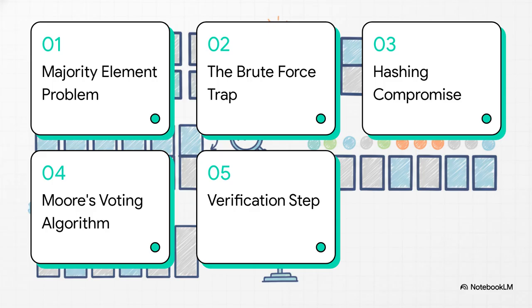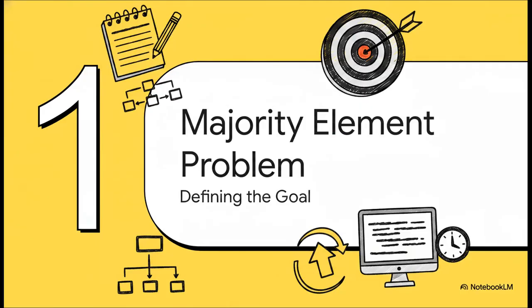Here is our roadmap for today. We'll start with the majority element problem itself, then check out the brute force trap, the hashing compromise, Moore's voting algorithm, and finally, the crucial verification step. All right, let's jump right into Section 1, the majority element problem.